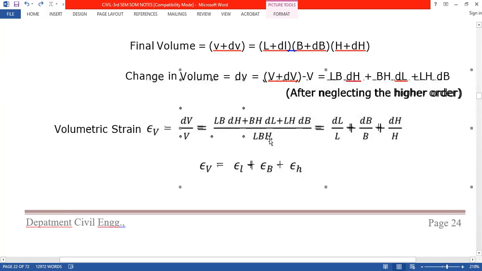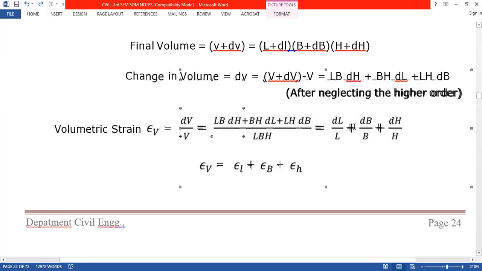L and B get cancelled. The remaining term is delta H by H, so just consider this term only. Delta L by L is nothing but strain along length. Delta B by B is strain along width. Delta H by H is strain along height. So these three are the different strains along the respective directions: along X, along Y, along Z.